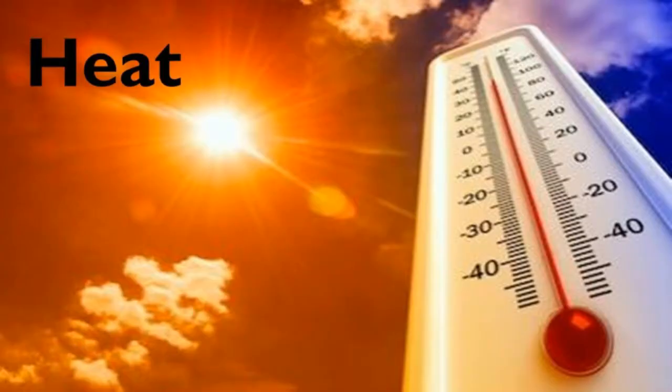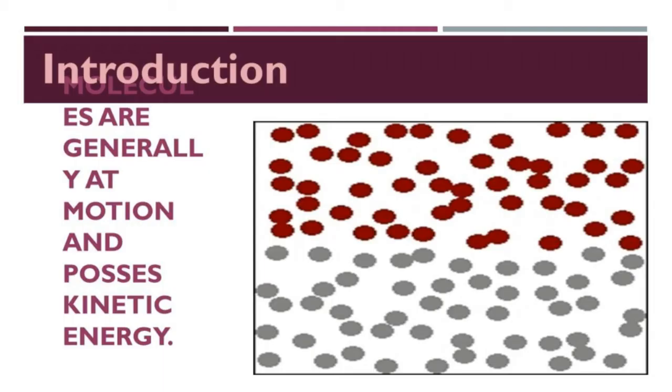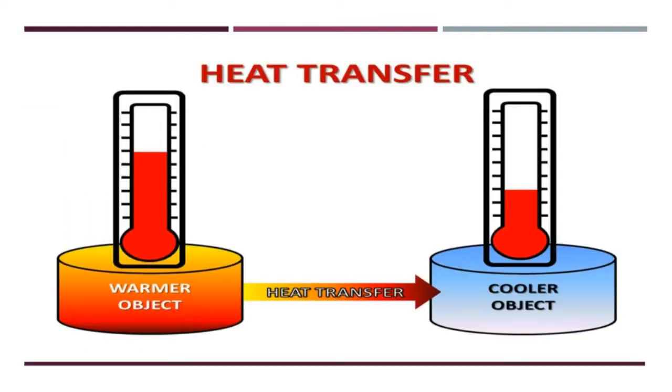Hello children, today we are going to learn Unit 7, Heat. All substances in our surroundings are made up of molecules. These molecules are generally in motion and possess kinetic energy. At the same time, each molecule exerts a force of attraction on other molecules and so they possess potential energy. The sum of the kinetic and potential energy is called the internal energy of the molecules.